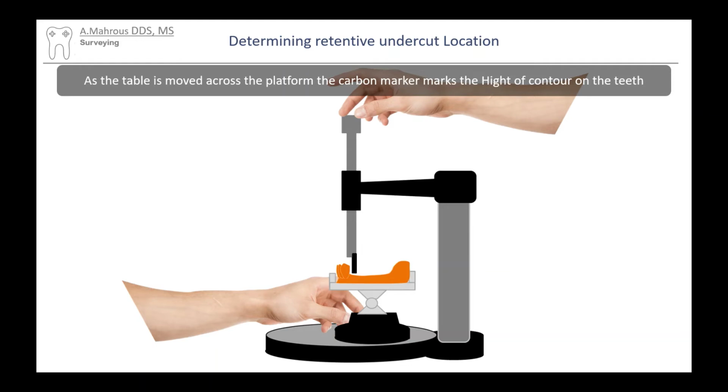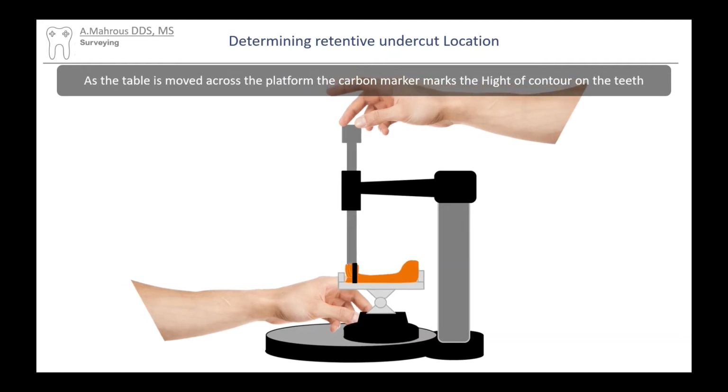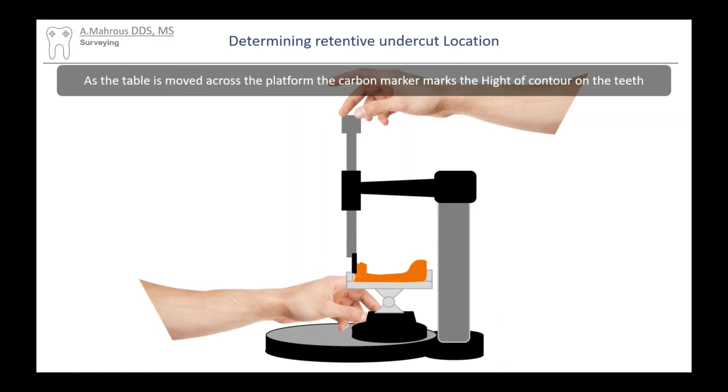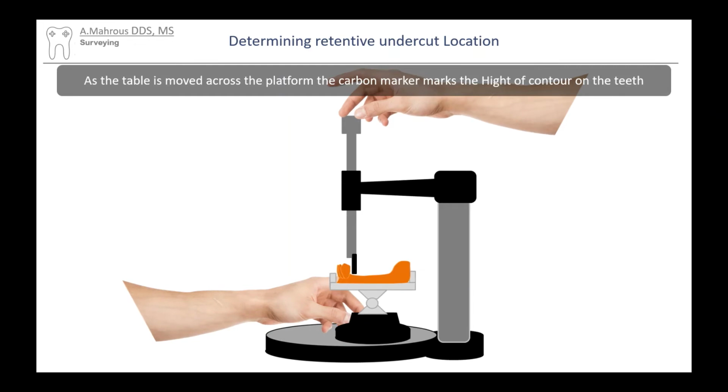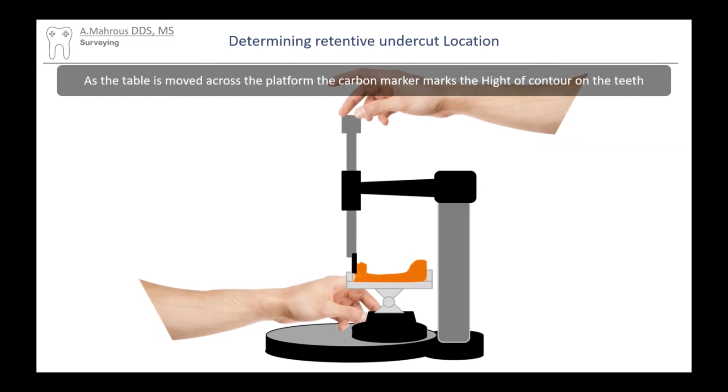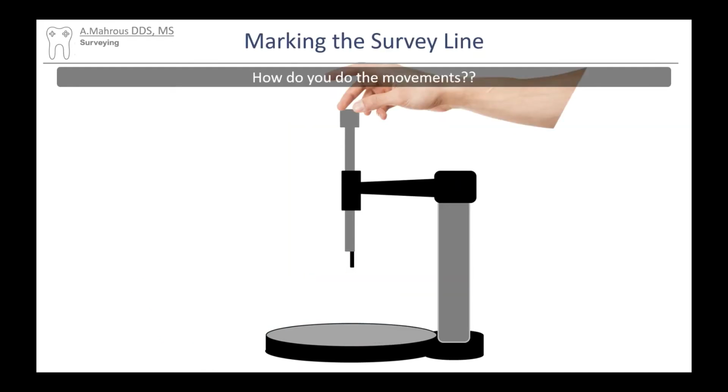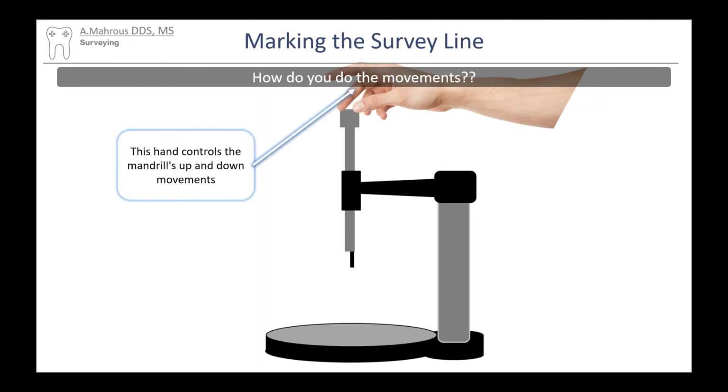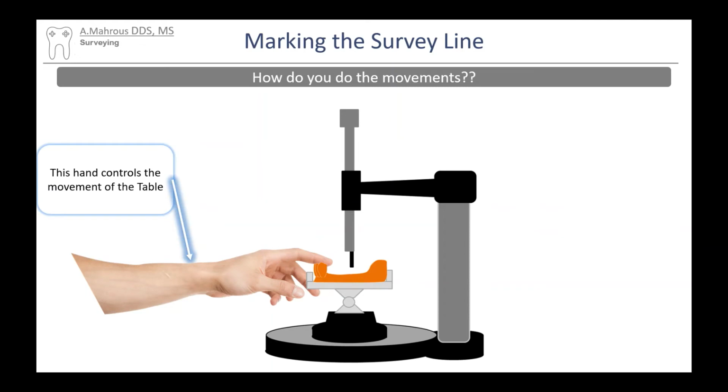To do that, we're going to use both our hands to move the table across that platform, and at the same time we're going to be moving that mandrel up and down to coincide with the tooth contours. One hand will be controlling the mandrel, and the other hand will be moving the table.